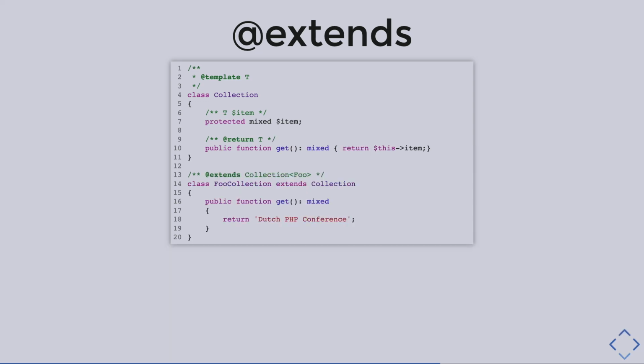So here, again, if I messed up with my code, PHPStan will warn me exactly the same thing: that I return here a string, and I should return a Foo, because I set in my annotation that Foo is the type of my generic.